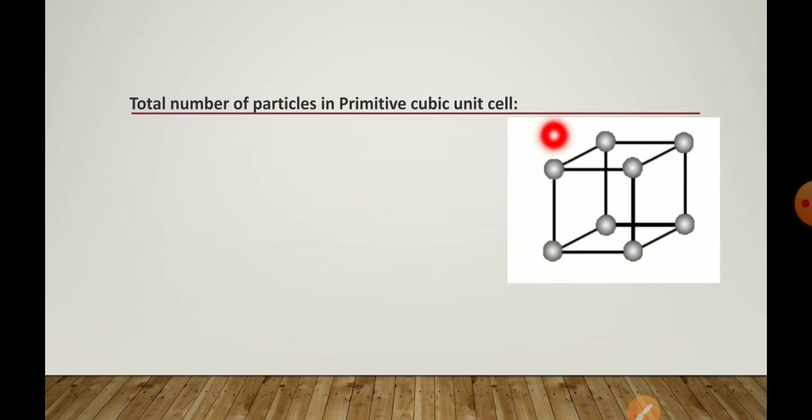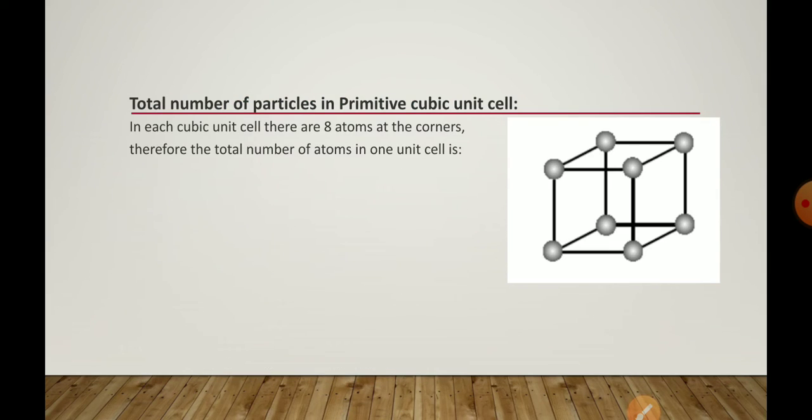You should first draw the cube, and you should represent the particle present at the corner. And the next thing is, what is primitive unit cell? It contains 8 atoms or 8 particles, one at each corner, and therefore total number of the particles becomes... How can you calculate this one?